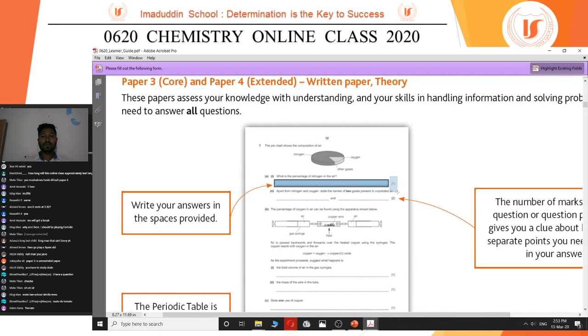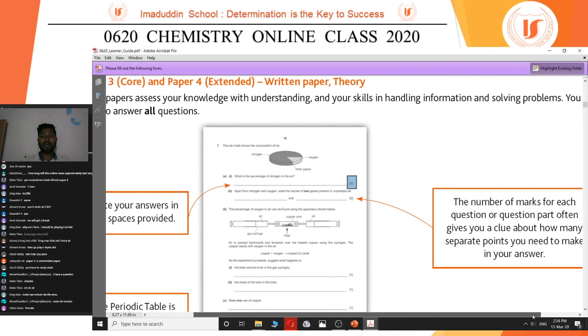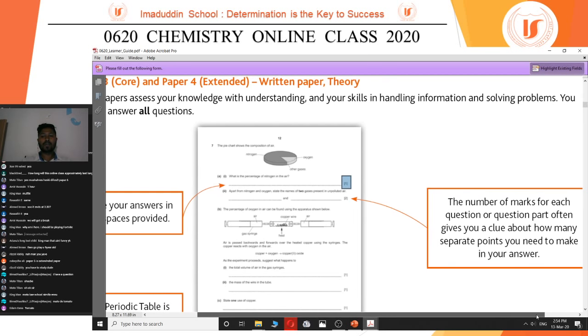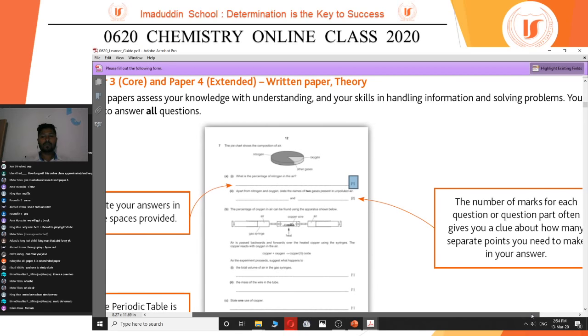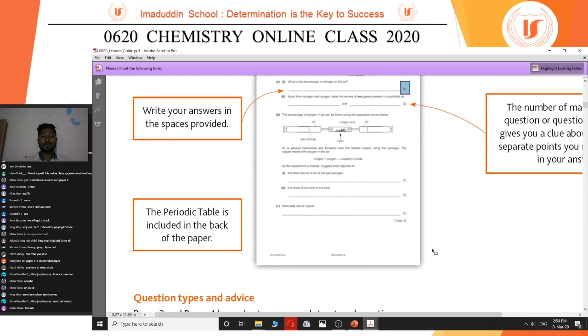In each question, there will be a number allocated inside a square bracket. That will be the marks allocated for that question. The periodic table will be given only to paper 2 and paper 4. The alternative to practical periodic table will not be there.